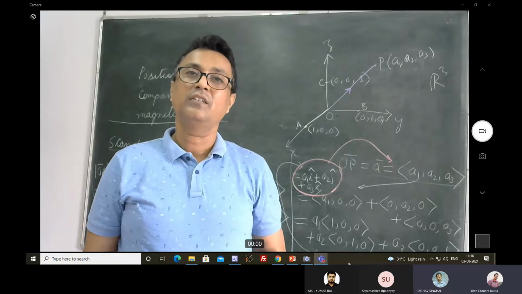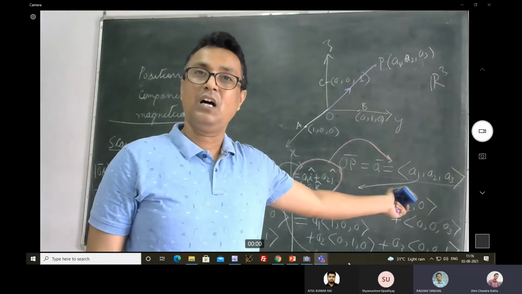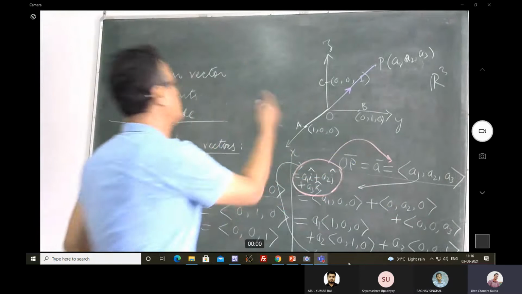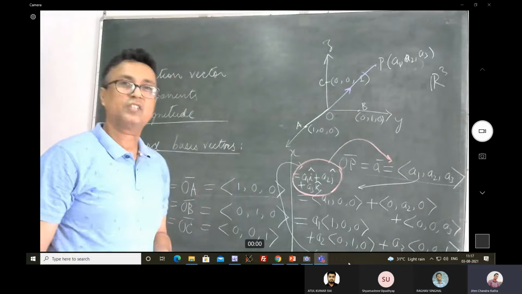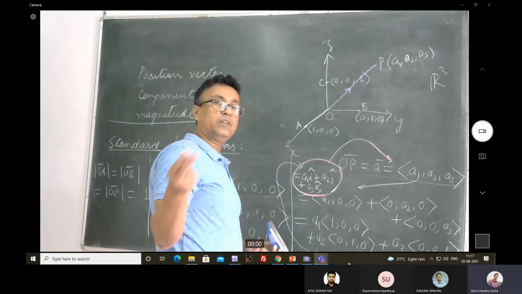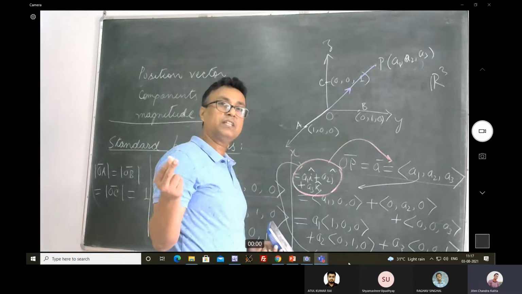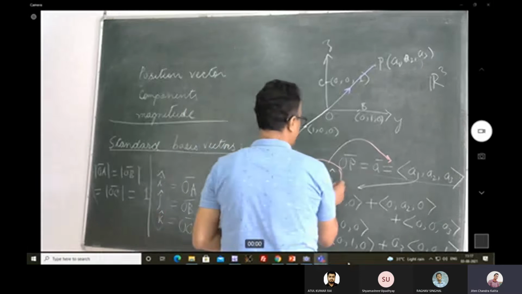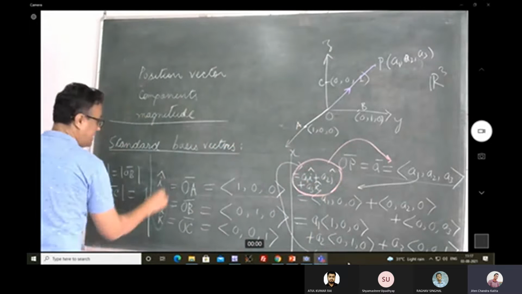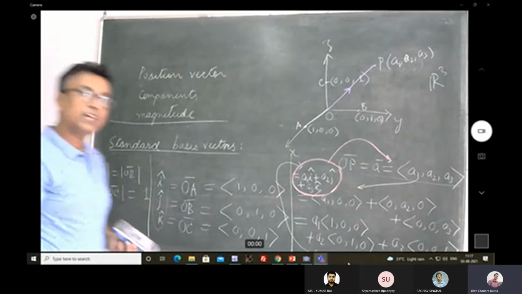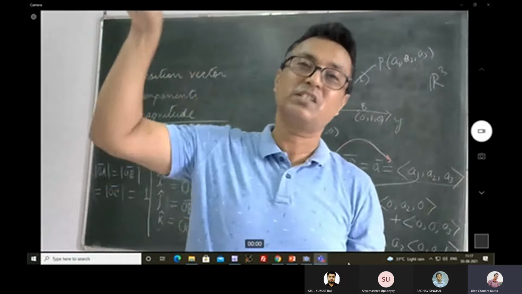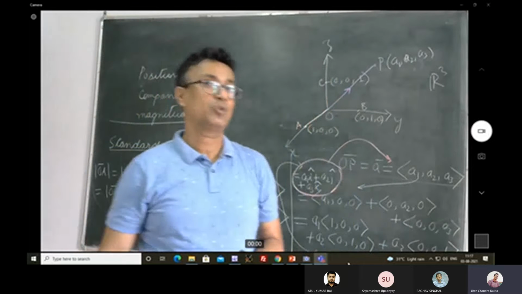And from this procedure, we can see that the position vector of any point in 3D space can be expressed in terms of the unit vectors i, j, and k, right? So that means they form a basis, which you are going to learn in your linear algebra course in MA 102.